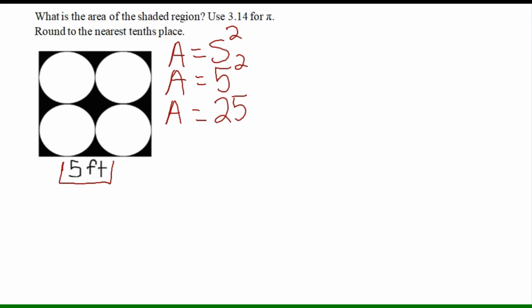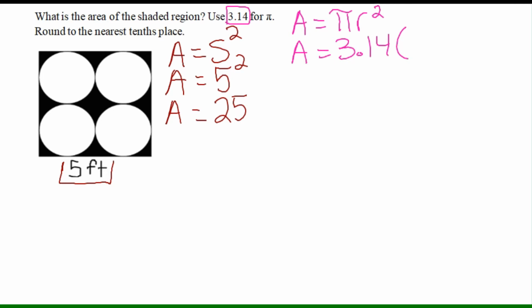Now we can see that there's 4 equal circles inside of the square. So to find the area of just the shaded region, we have to find the area of those circles and then subtract. So I'm going to write my formula for area of a circle, which is area equals pi times the radius squared. Now we know we're going to use 3.14 for pi, so I'm going to substitute that in.